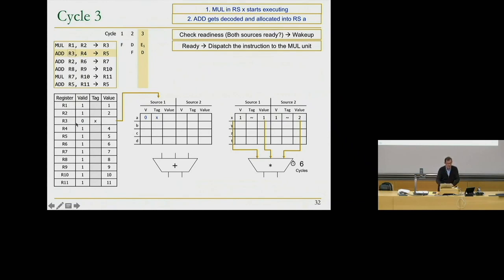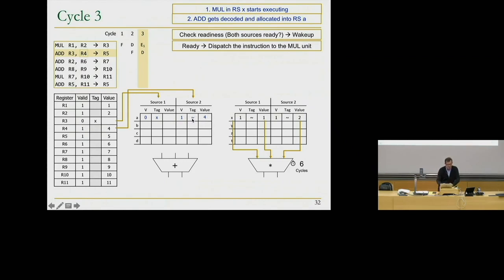One source register is R3. R3 is not valid. The tag is X. Value, we don't care because the value is not trustworthy over here. It's going to be produced by X. So we're going to read that entry directly into the reservation station so that we can monitor this tag. The next source register is R4. Basically, R4 is valid. As a result, its value is also stored over here.